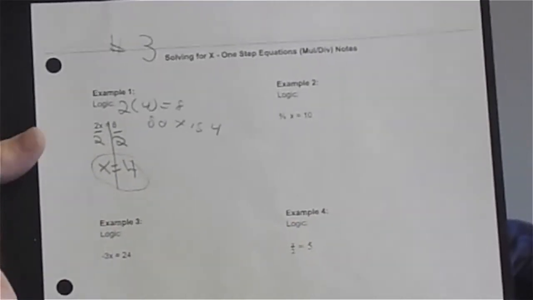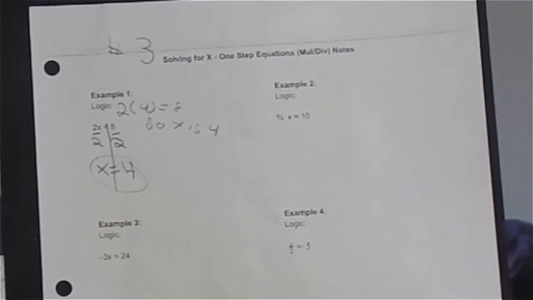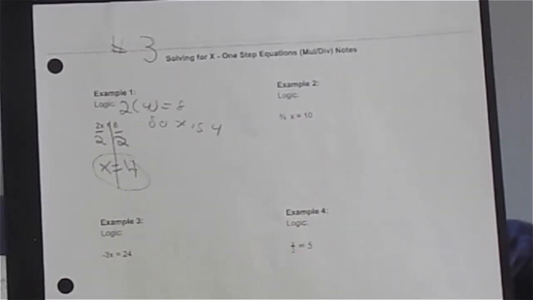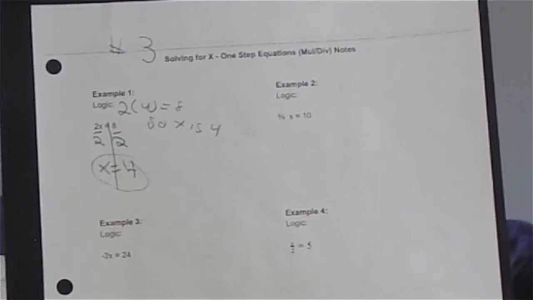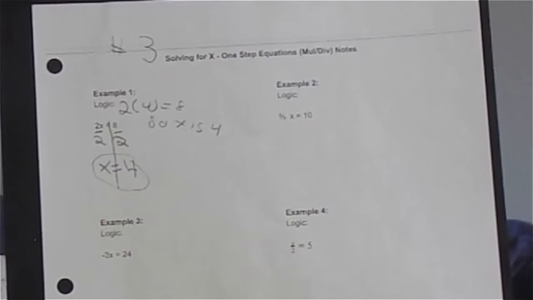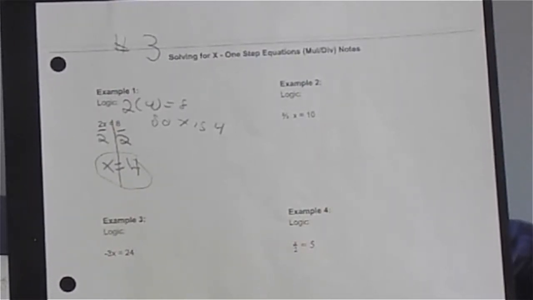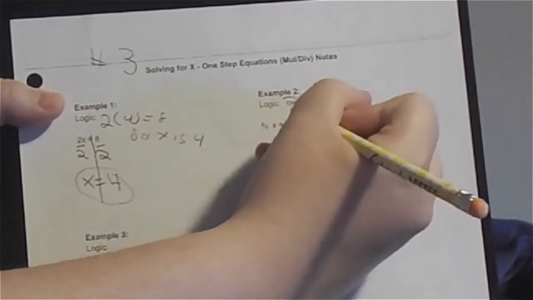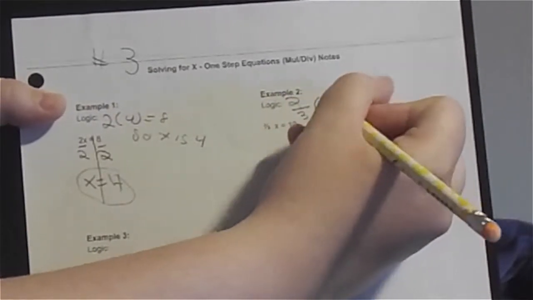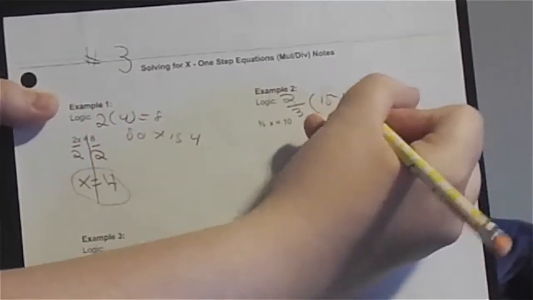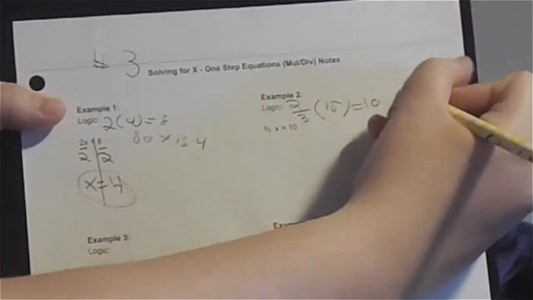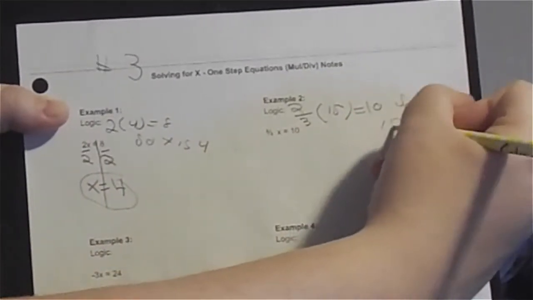Example 2 is a fraction this time, and it says 2/3 of something is 10. So there's some number, when you divide it by 3 and then keep 2 of the parts, you're going to have 10. Well, the answer is 15, because if I divide it into 3, they're each 5, and 2 of those parts is 2 5s, which is 10. So x is 15.